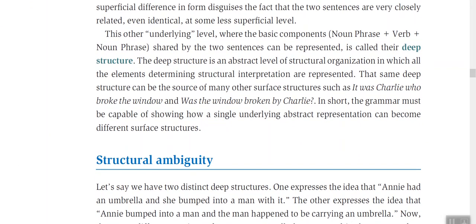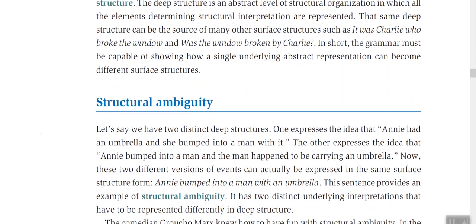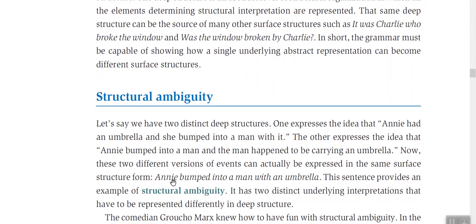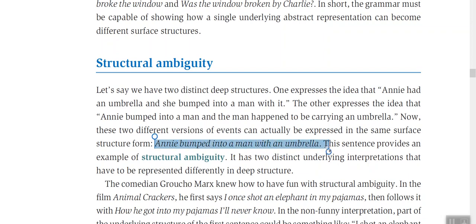Structural ambiguity. What is structural ambiguity? From its name, we have ambiguity in structure. Let's say we have two distinct deep structures. Here we have an example. I will read this example because it will be easy for you. Annie bumped into a man with an umbrella.